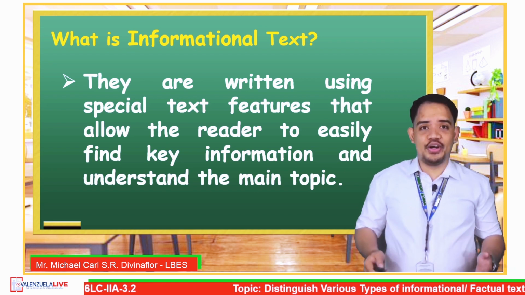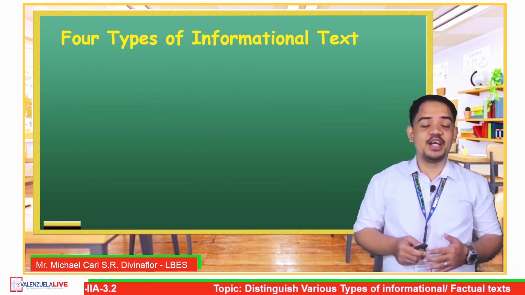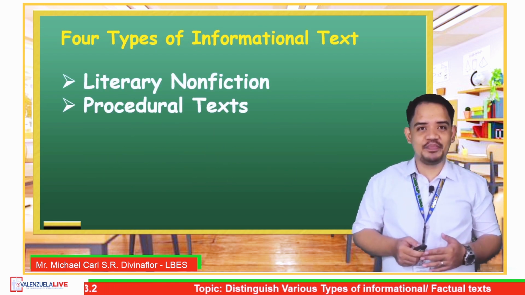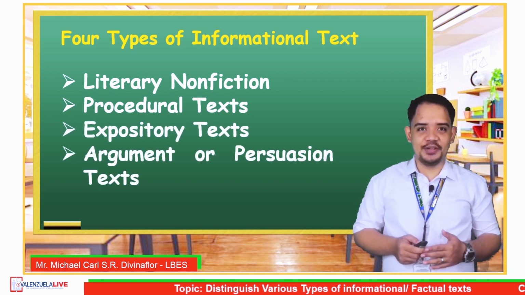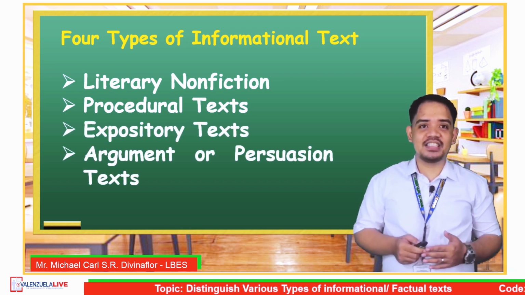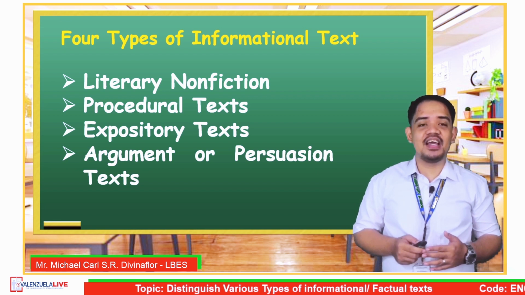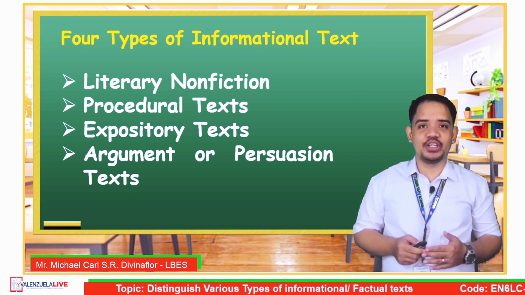There are 4 types of informational texts that we are going to discuss today. They are the literary nonfiction, procedural text, expository text, and argument or persuasion text.